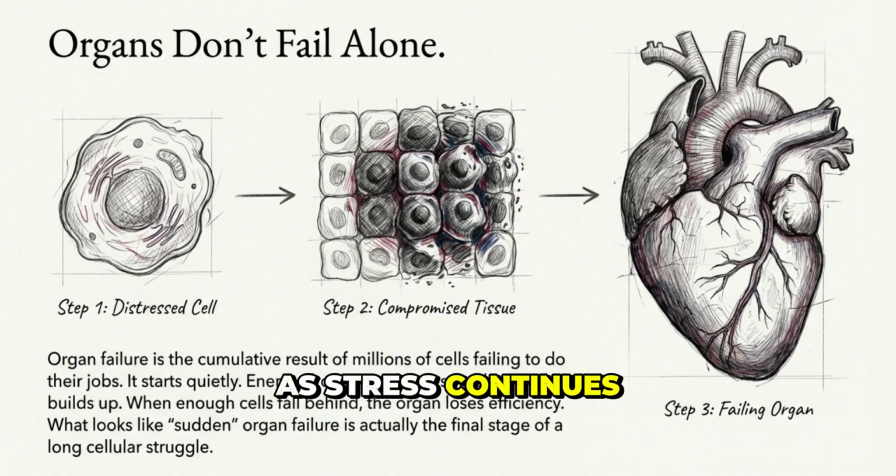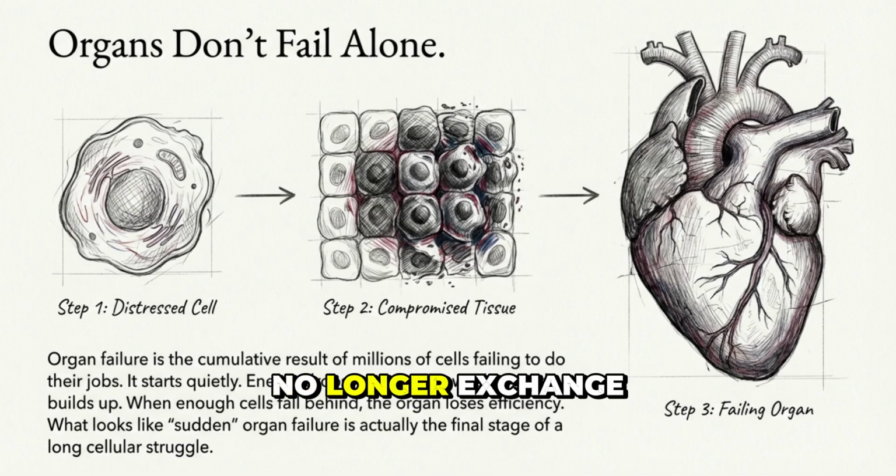As stress continues, more cells begin to fall behind. The organ loses efficiency. It may still be working, but not well. This is when patients often look off without clear signs of collapse. The problem exists, but it hasn't declared itself yet. When cell failure reaches a tipping point, organ failure becomes visible.